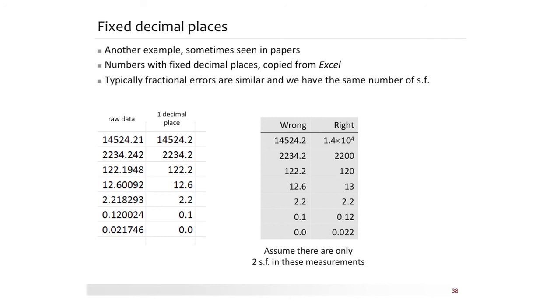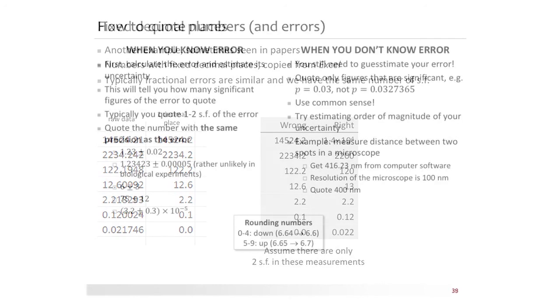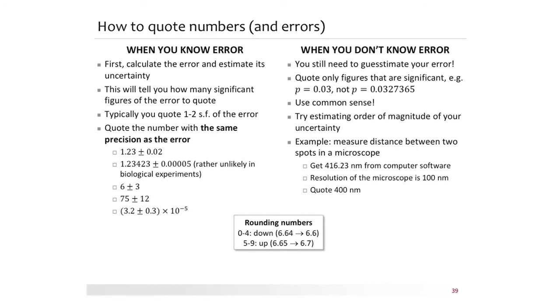All right, so that's the final slide, a quick summary. What to do, how to quote numbers and errors. When you know the error, you calculate the error and estimate its uncertainty, and this will tell you how many significant figures of the error you need to quote. And typically, it's either one or two in most applications. And then you quote the number with the same precision as the error, like in this case, or this one. This is rather unlikely in biological experiments, but this is the correct thing. This is how we do this. And there are a few more examples.